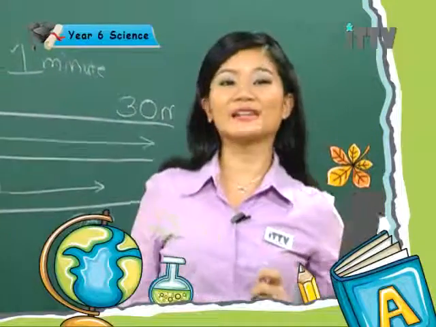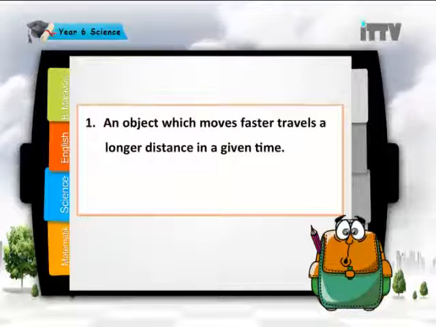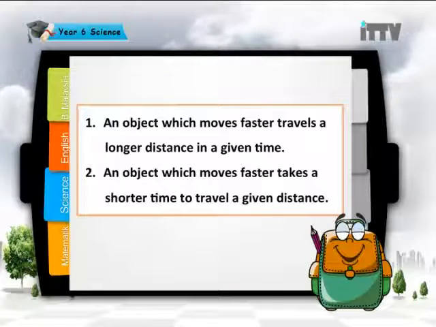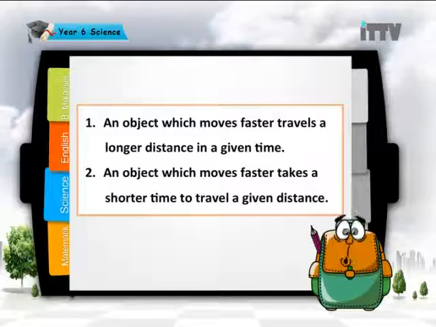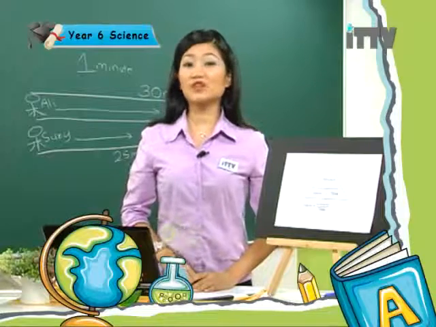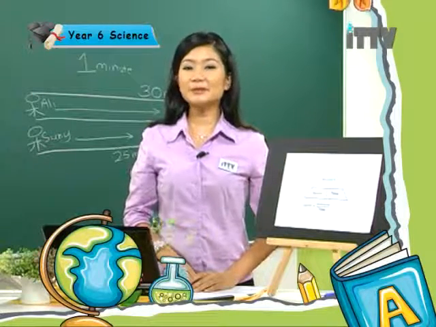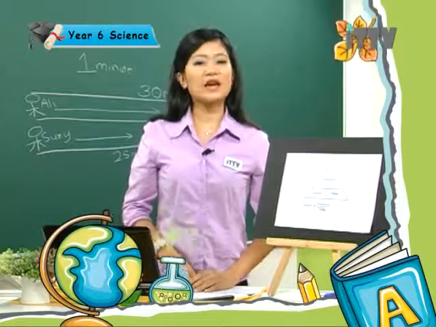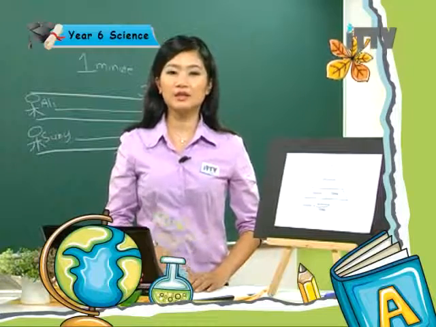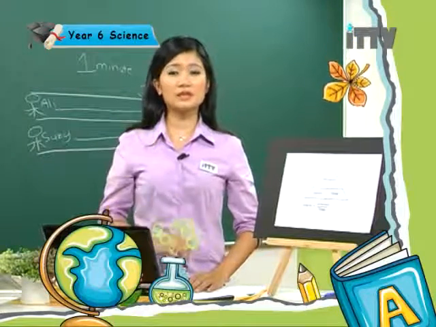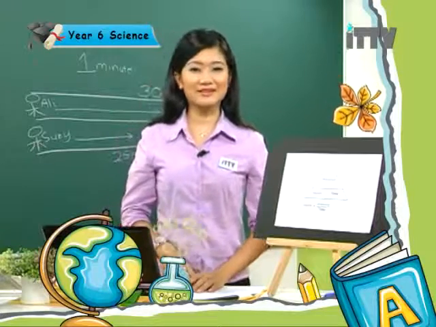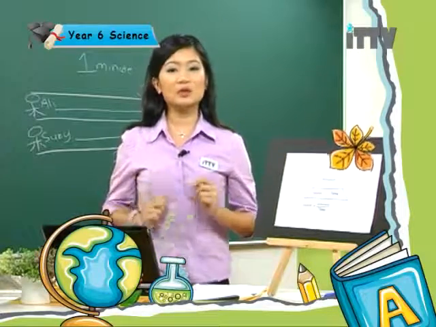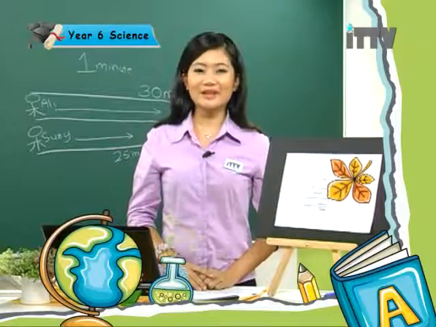Now, let's take a look at the next statement. An object which moves faster takes a shorter time to travel a given distance. For an example, to run a distance of 50 meters, Ali took 1 minute, whereas Susie has to take 1.5 minutes to run a distance of 50 meters. Who do you think runs faster? Of course, it is Ali because he runs a given distance with a shorter time, 1 minute.